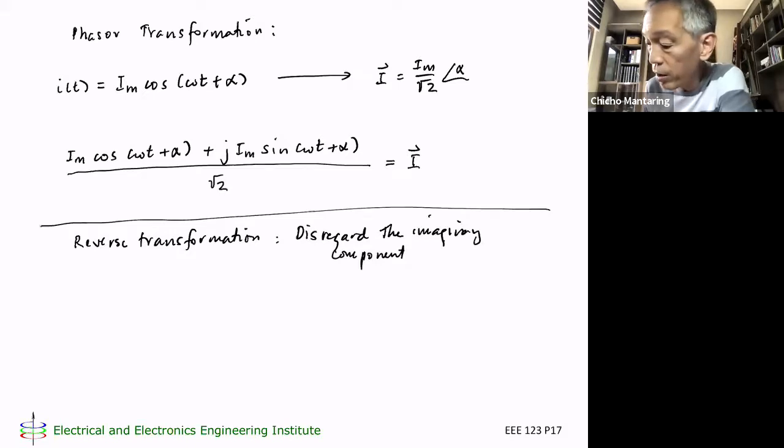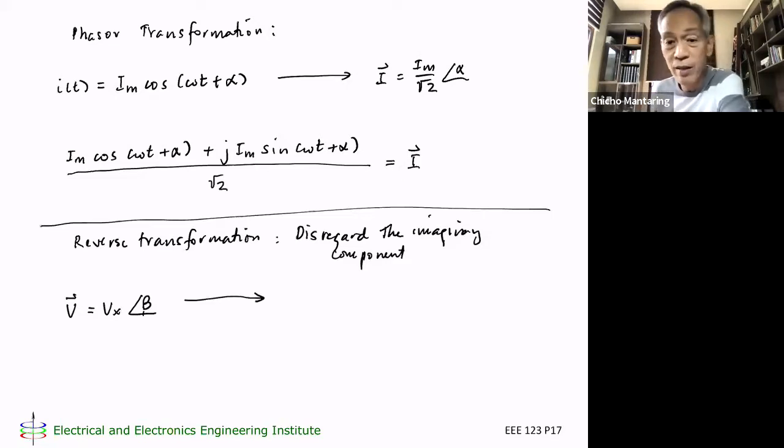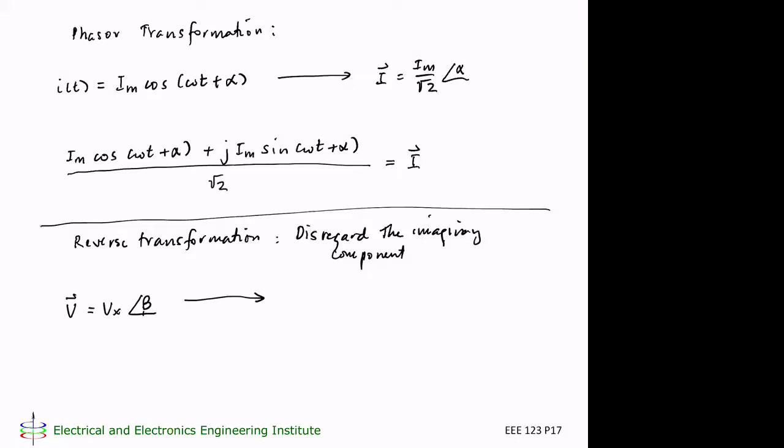So if I have, let's say, V equal to V of X at an angle beta, what is the reverse transformation of this? Can somebody tell me? What is the reverse transformation? V of t is equal to square root of 2 Vx cos omega t plus beta.